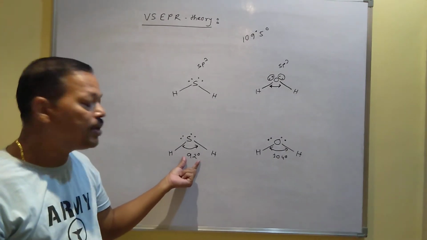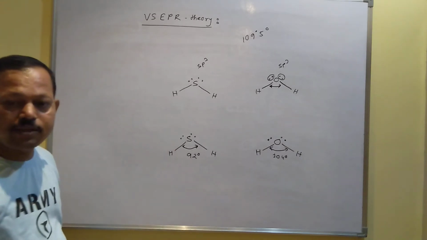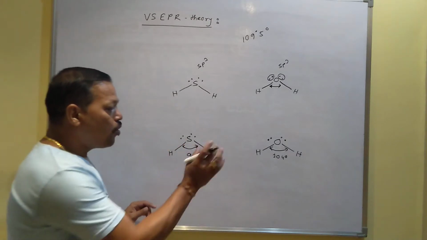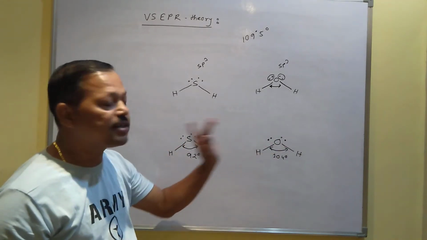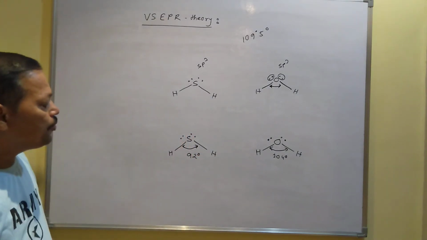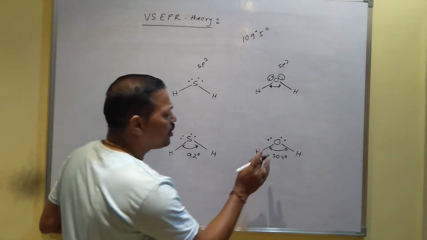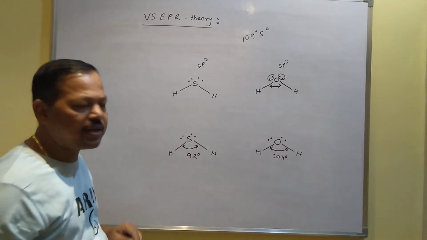It is how much? 92 degree. Why? If you want to explain this, that is why bond angle does not depend on the number of lone pair and bond pair inside the central atom. It depends on another factor also. So I will tell you, here lone pair repulsion takes place. Here also lone pair repulsion takes place.